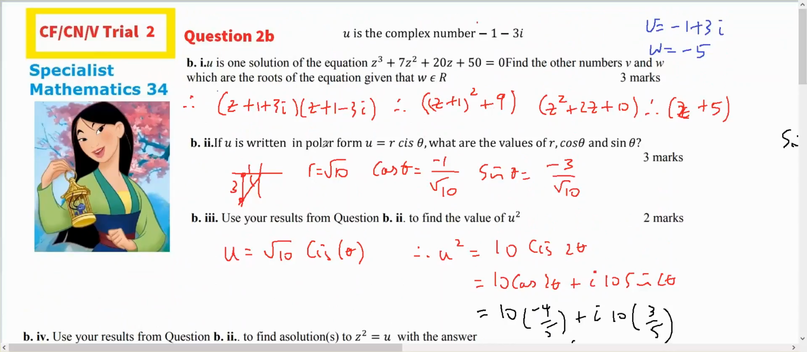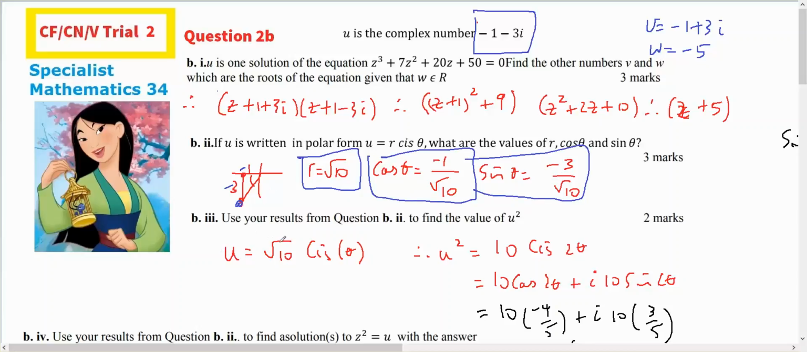Part 2 is U was in this form. What were the values of R, cos theta and sin theta? Well, this is U, therefore it's here at -1, -3. So R equals the square root of 10. Cos of theta will be -1 on root 10, and sin of theta will be -3 on root 10.